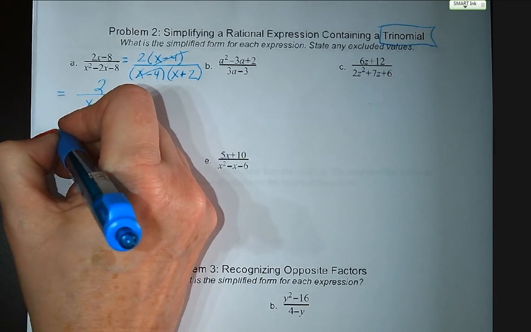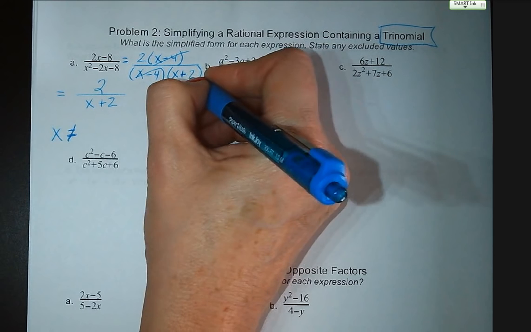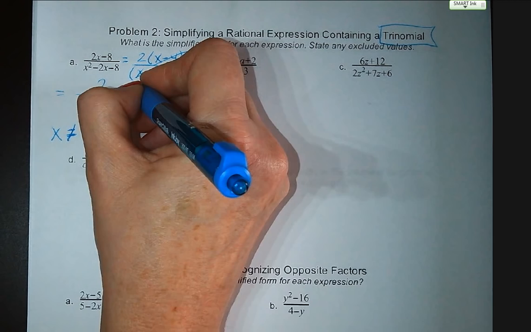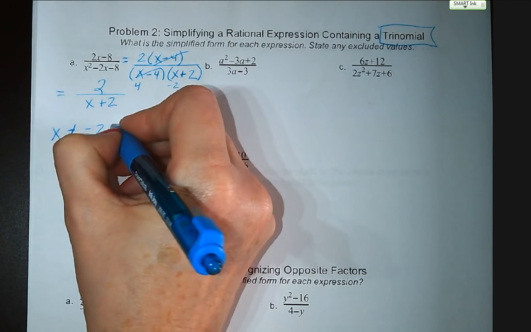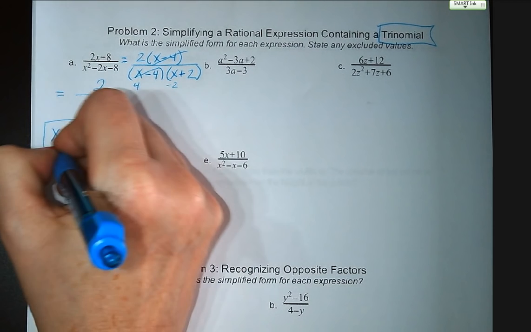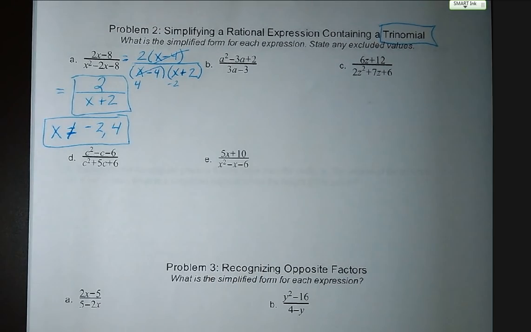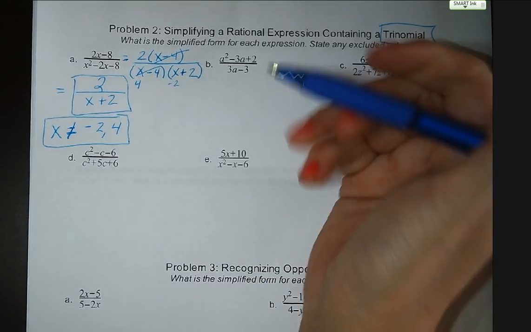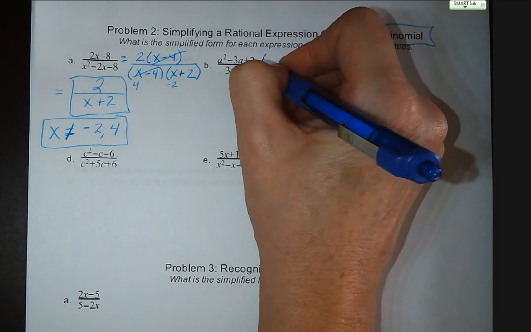Our excluded values are whatever makes those two denominator pieces 0. So x cannot equal 4, and x cannot equal negative 2. Okay, so you're going to have what's shown in the box there. That's what has to be shown when you guys are showing your work.